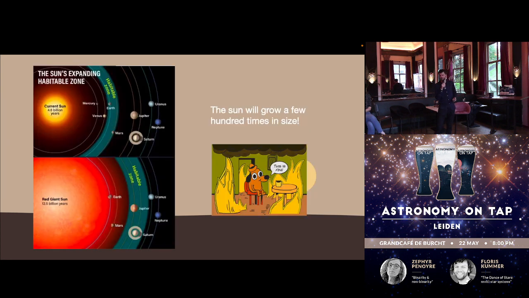Yeah, so that actually means that at some point the sun will grow a few hundred times its own size. If you look at the picture below, the Earth will actually be swallowed and evaporated. But it only happens in a few billion years, so we don't have to worry about this.